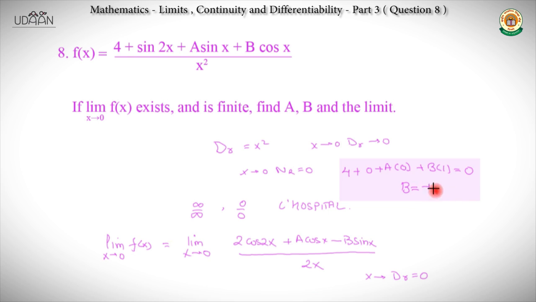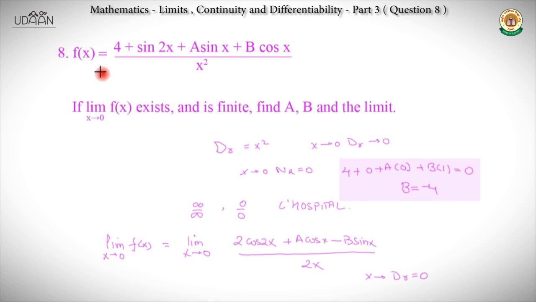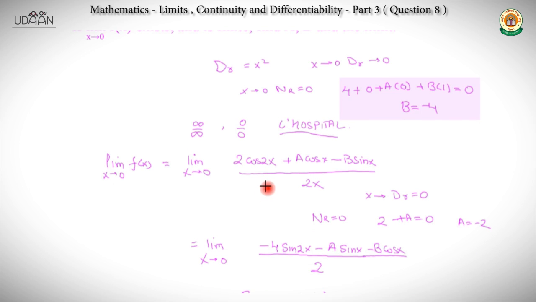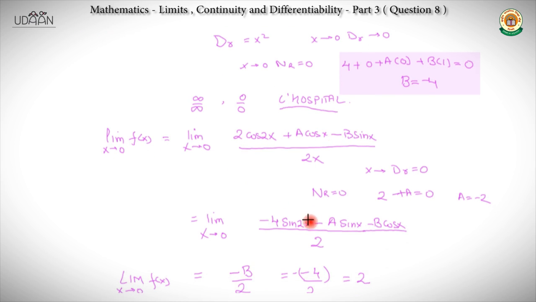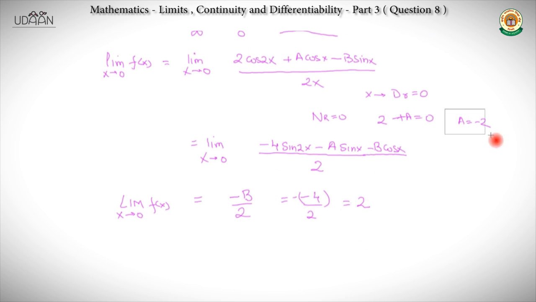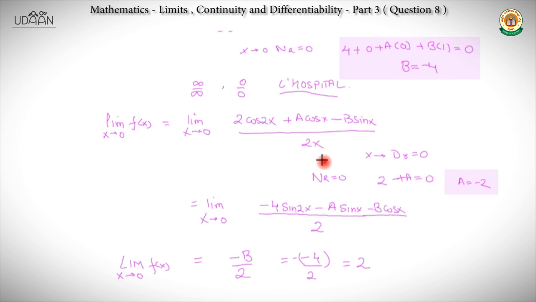And once we got the value of b, we kept it aside, and we also noticed that the numerator and denominator with respect to x equals 0 as a point fall under the L'Hospital rule. So we applied the L'Hospital rule, in fact twice, and we found out that the value of a is equal to minus 2, similarly as we found out the value of b.